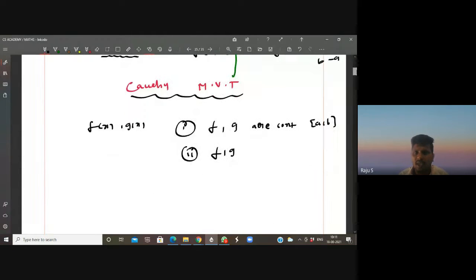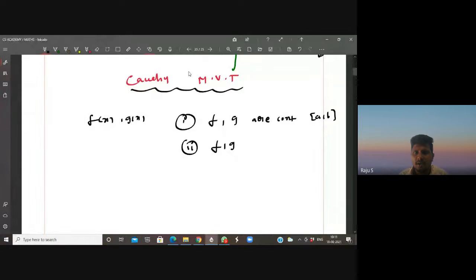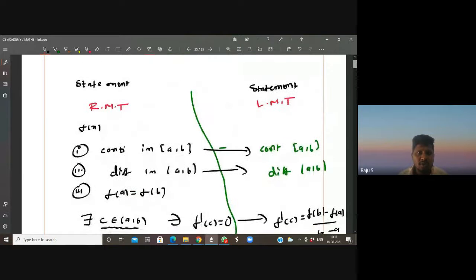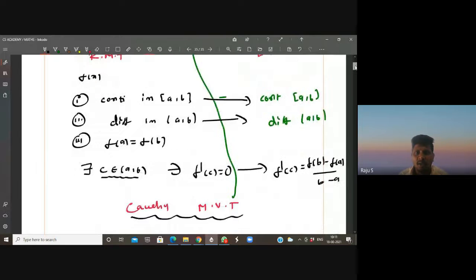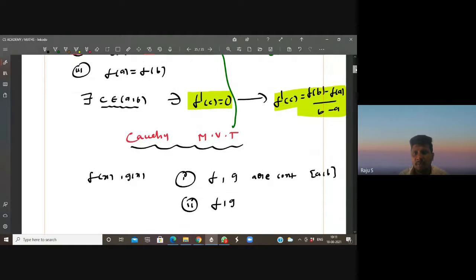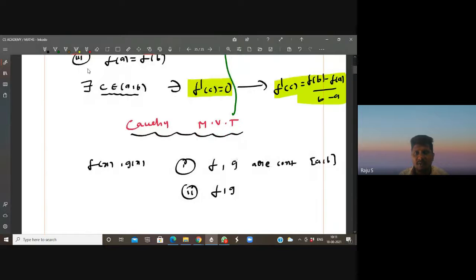This is actually in higher studies you are going to study about Cauchy's mean value theorem. But in 12th standard they have given only two theorems, that is Rolle's mean value theorem and Lagrange's mean value theorem. So here the very important thing is the condition. Here f dash of c is equal to 0. Here f dash of c is f of b minus f of a by b minus a. But Lagrange's and Cauchy's are the same. Here it is differentiable in open interval a comma b.